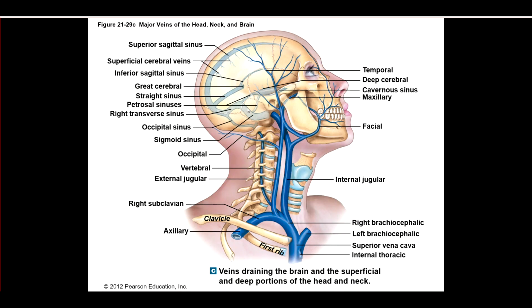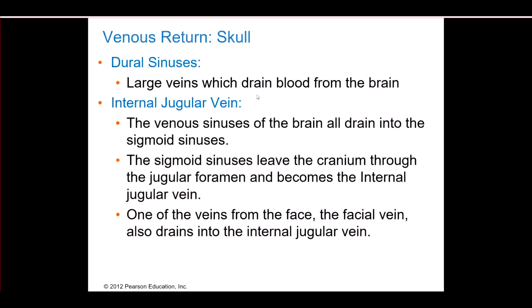And then ultimately all these sinuses unite to form this one right here called the sigmoid sinus. That sigmoid sinus is now going to become the internal jugular vein. If you remember from A&P1, this hole right here was a kidney bean shaped hole called the jugular foramen. And that jugular foramen is where the sigmoid sinus gives rise to the internal jugular vein, right? So all of these big vessels here are sinuses known as dural sinuses, and they are again large veins that drain blood from the brain, and ultimately they become the internal jugular vein. And that's my next statement here. The venous sinuses of the brain all drain ultimately into the sigmoid sinuses.